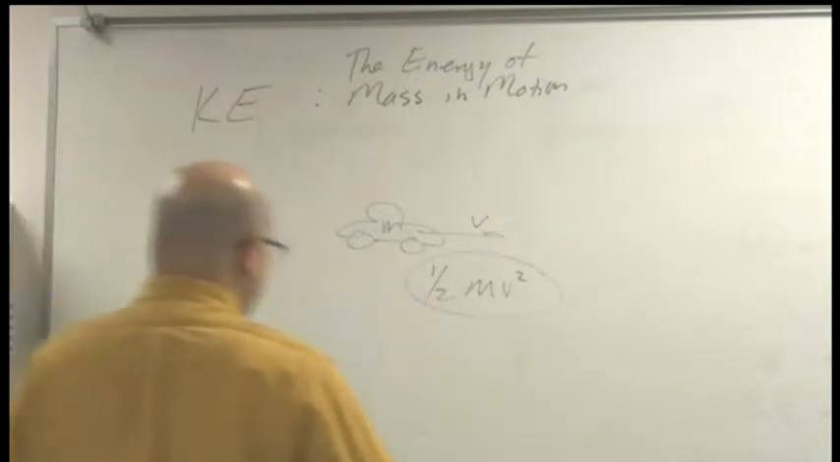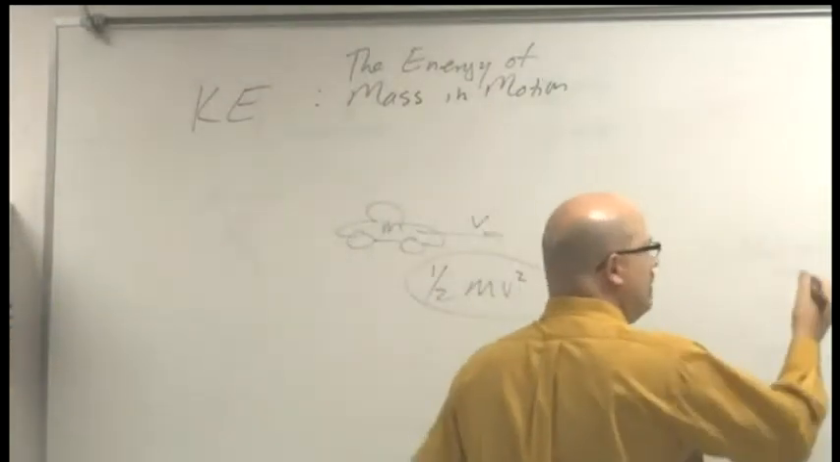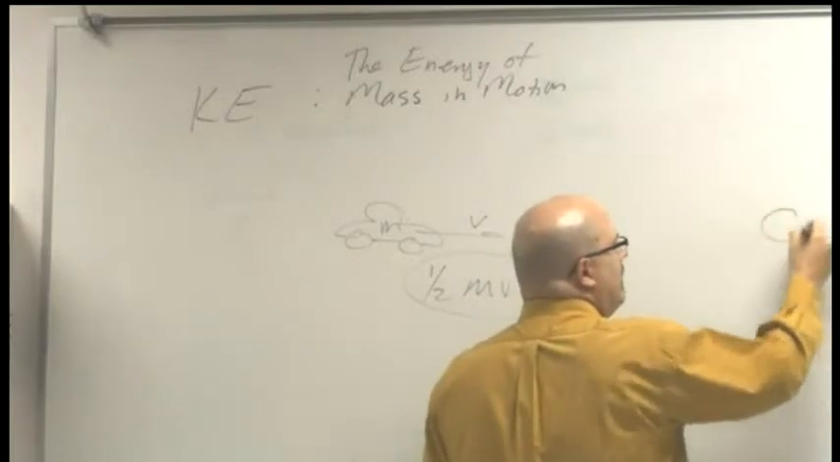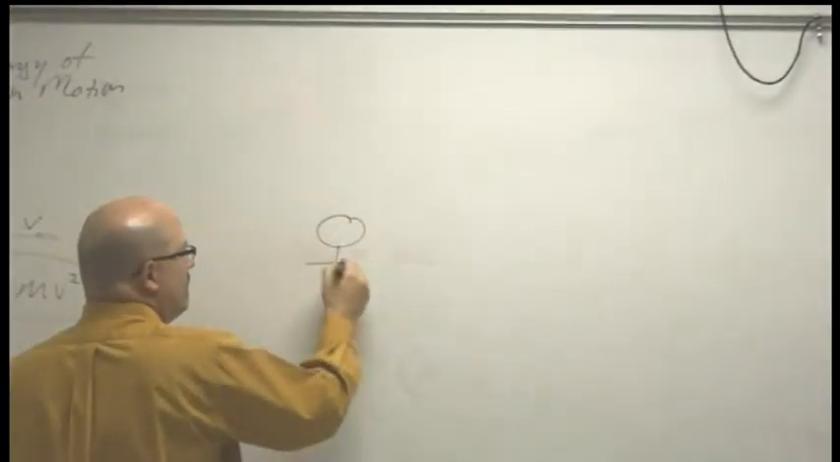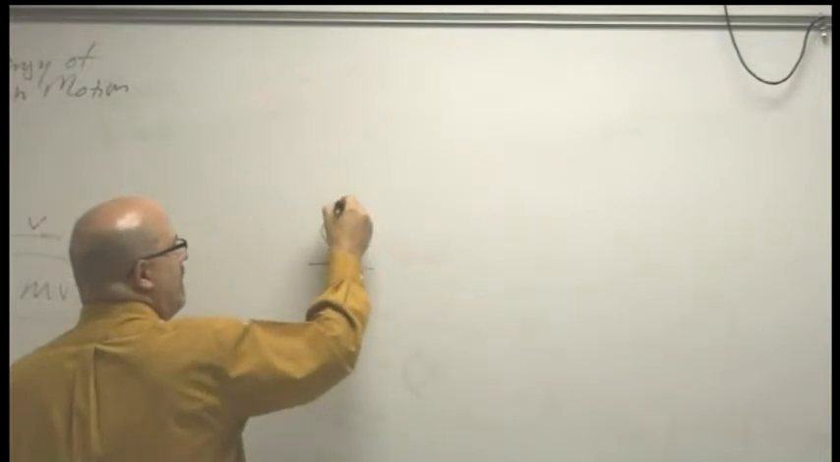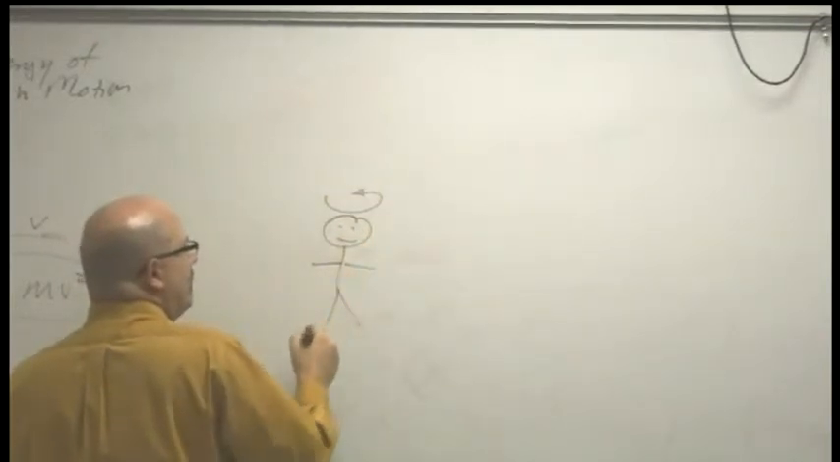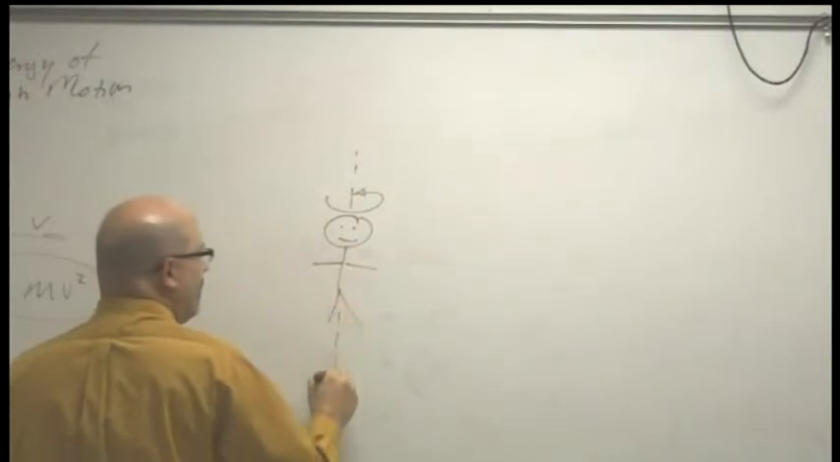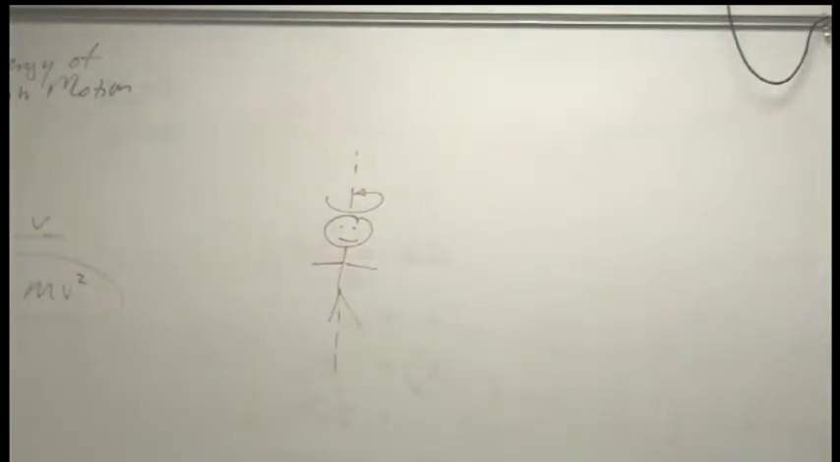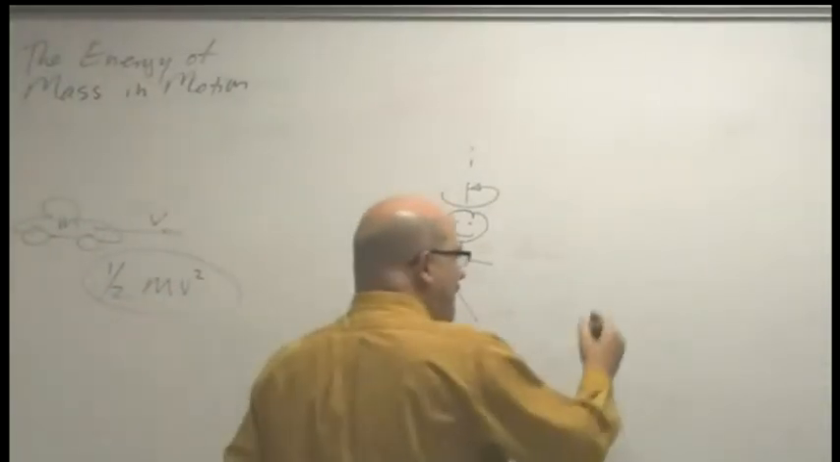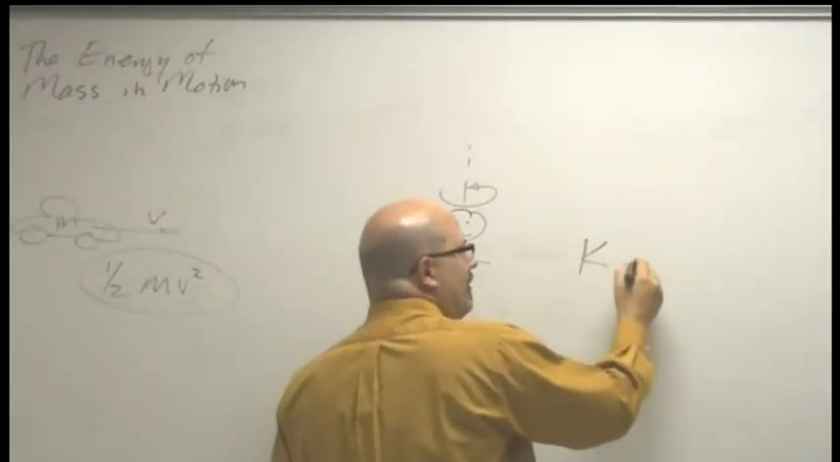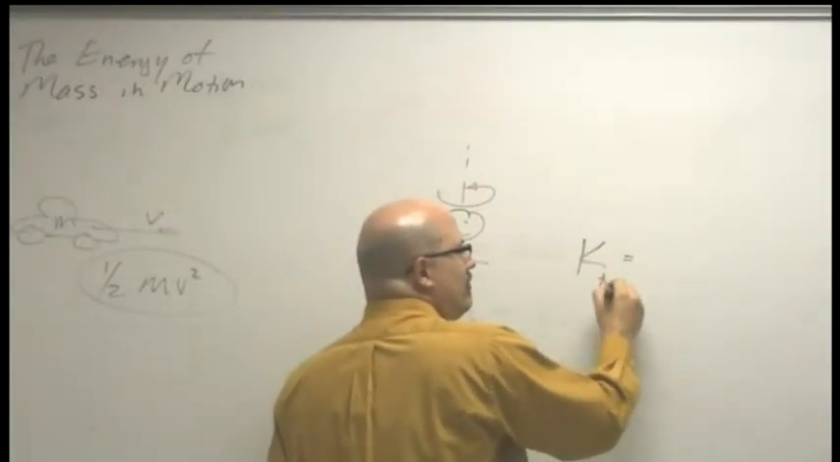But what if you have, how about an ice skater, and they're just spinning around an axis. Do they have mass? Are they in motion? Yes. But this is not going to get it for us, right? I'll give you one guess: 1/2 I omega squared.